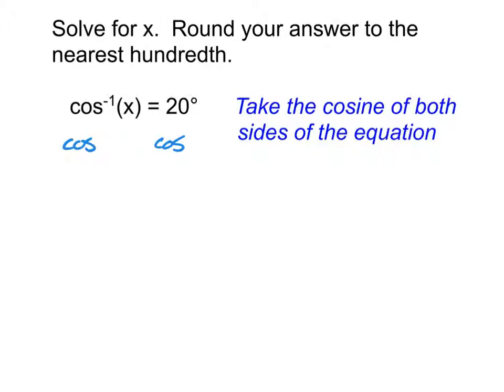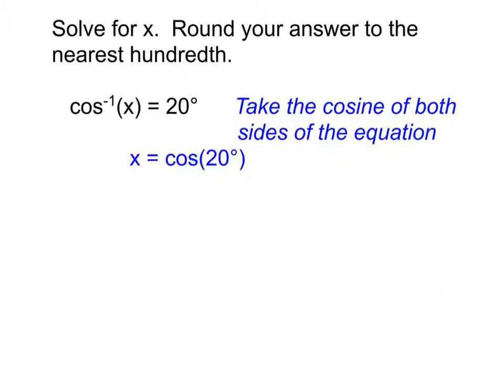And the beauty of doing cosine is cosine undoes inverse cosine. So it's canceling that inverse cosine out on the left-hand side. It's just like multiplication undoes division and division undoes multiplication. It's the exact same idea. It's just more complicated looking. So when we do that, of course, on the left side we just get x. On the right side, we're going to get the cosine of 20 degrees.